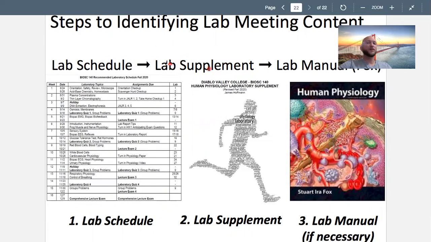That supplement will then tell you where to look in the manual. Some labs will be 100% in the supplement. Some labs will be 50-50, some labs will be 25-75, some labs will be 75-25. Start with the lab schedule to know what to do. Go to the lab supplement right here on the right side of the schedule, tells you what lab we're doing on what day. Go to that lab in the supplement. That supplement will tell you what pages, what sections to look at in the manual if you need to. This flow is what you want to do for lab.